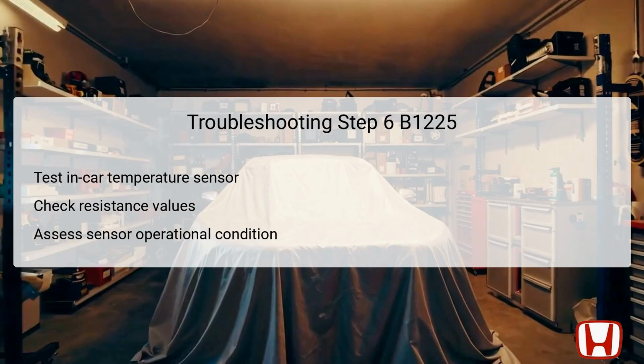In the sixth step, you will test the removed in-car temperature sensor to evaluate its operational readiness. To get an accurate picture of the sensor's condition, check its resistance values against the specifications laid out in the service manual for your specific model year. A functioning sensor should return a certain resistance value at various temperatures. If values deviate from the expected range, this indicates that the sensor has indeed failed.